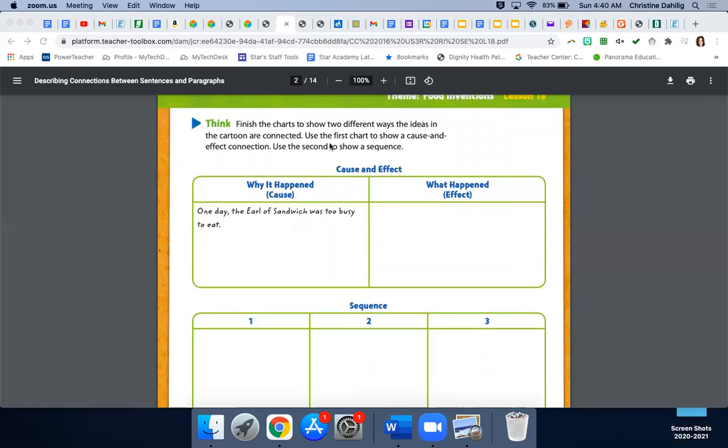So the cause and effect here, why it happened, that's the cause, and what happened is the effect. The cause here, of course, is filled out for you. It says, one day the Earl of Sandwich was too busy to eat. Well, what was a result of that?